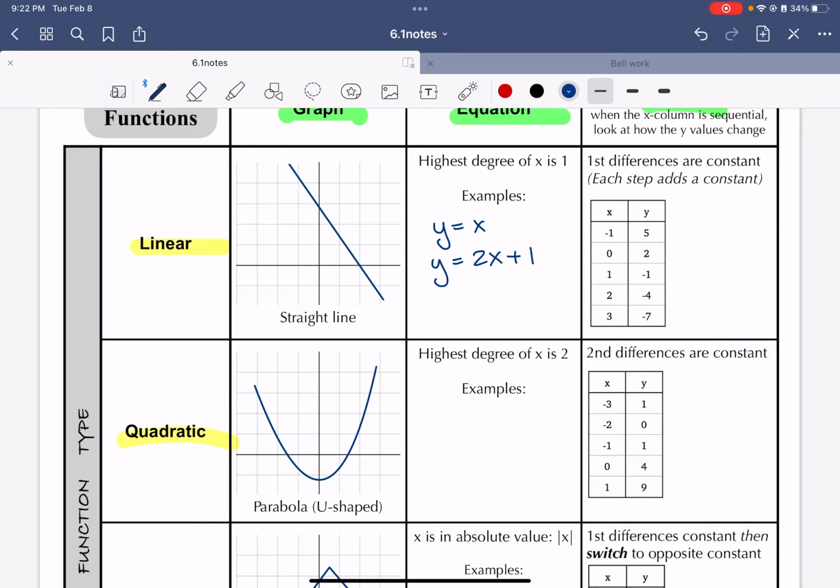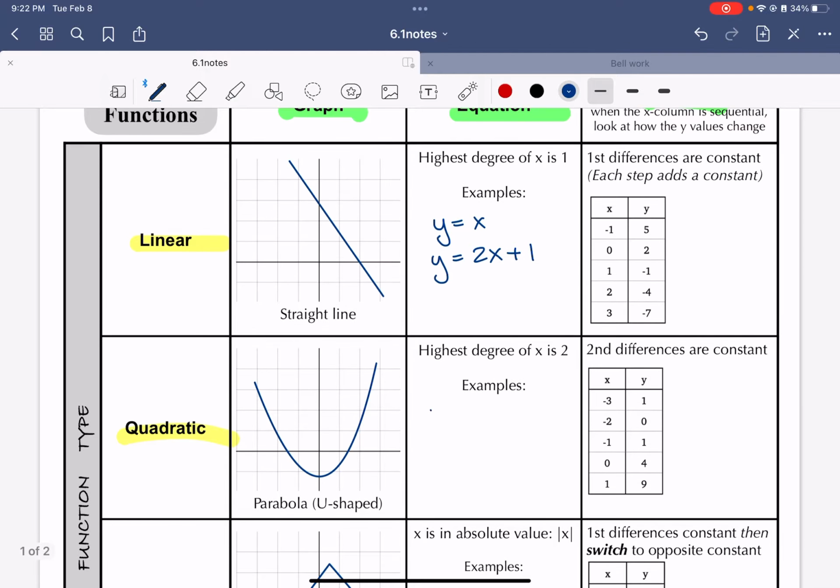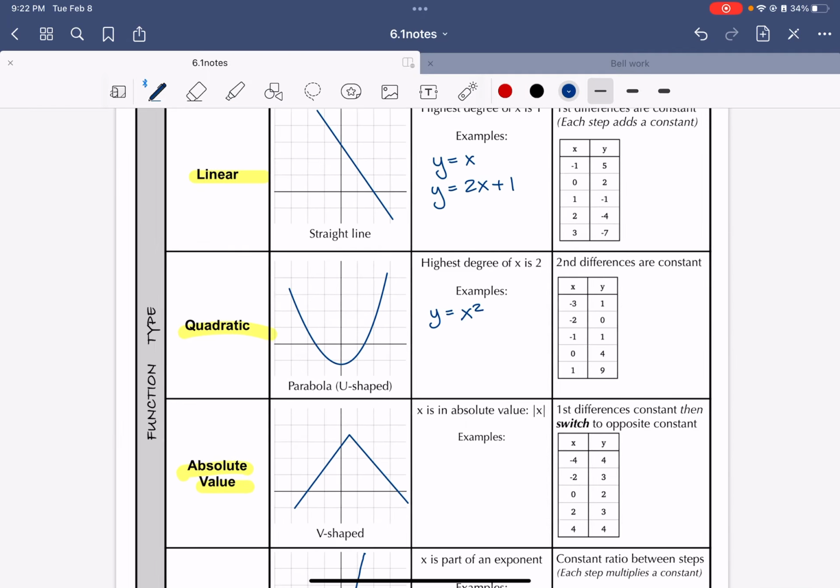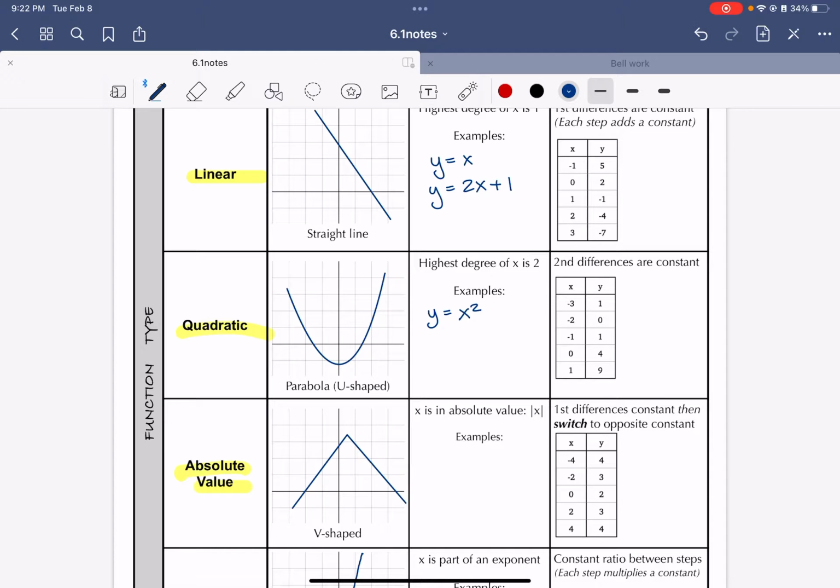Quadratic equations, you guys have been working with a lot. Again, the most basic quadratic equation is y equals x squared. And we're going to put in some more examples here, so leave some space. I just want to get you some basic examples. Absolute value is going to have absolute value symbols. And so those are those bars like that. So y equals, for example, the absolute value of x. And if you don't remember what absolute value means, it means you take away the positive or negative sign.